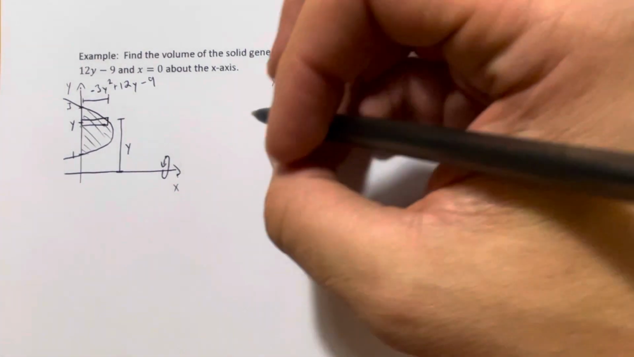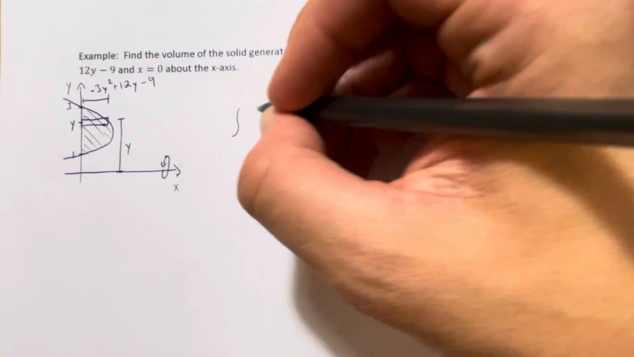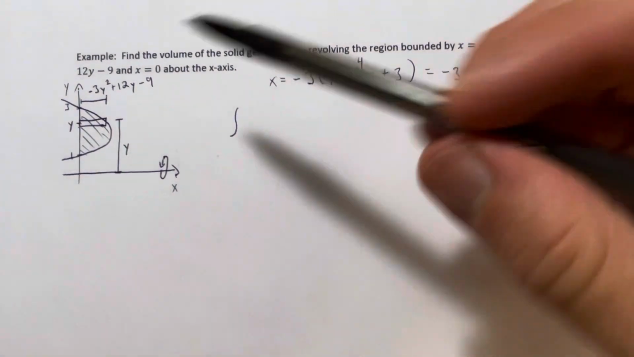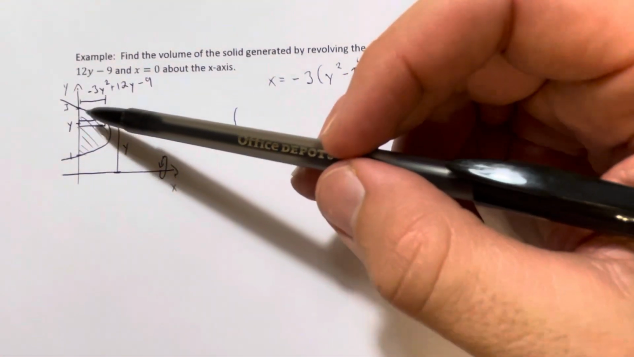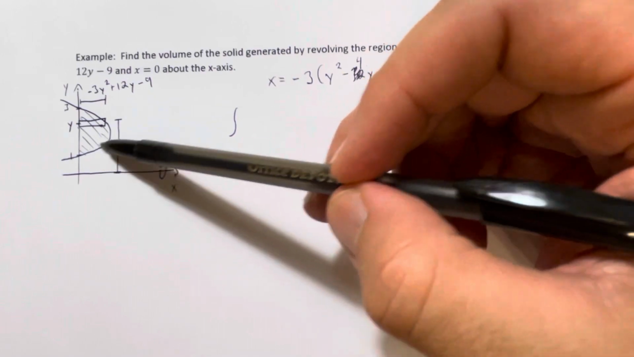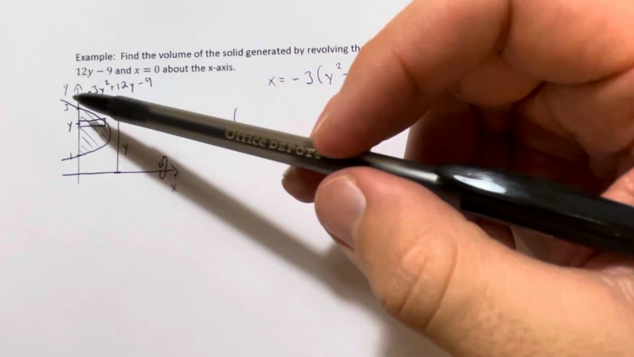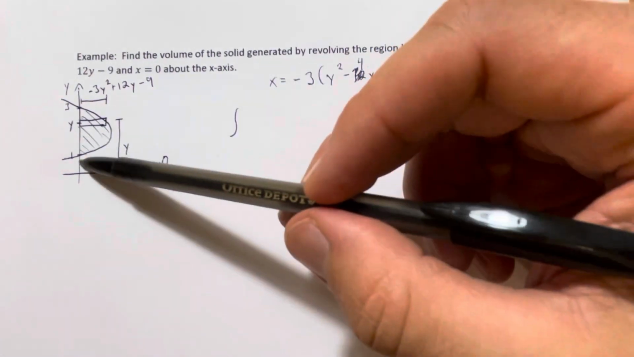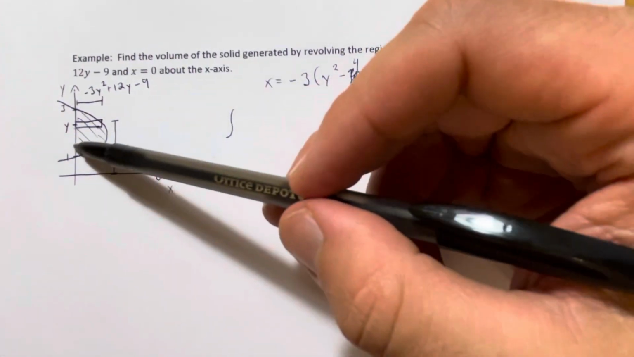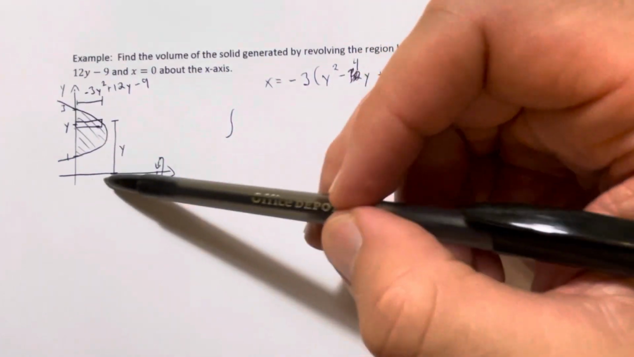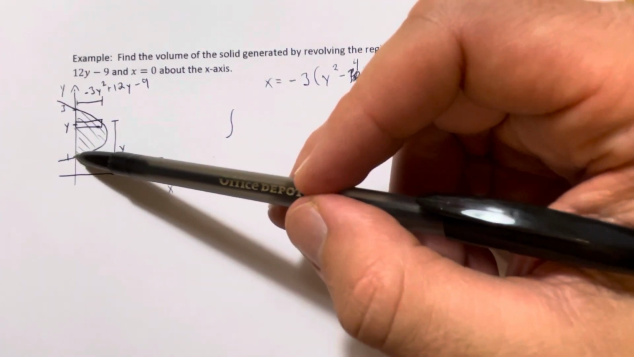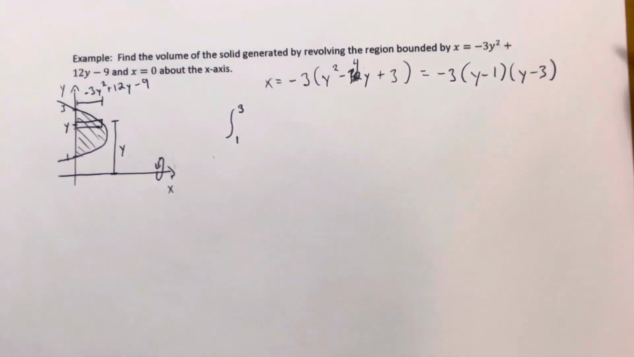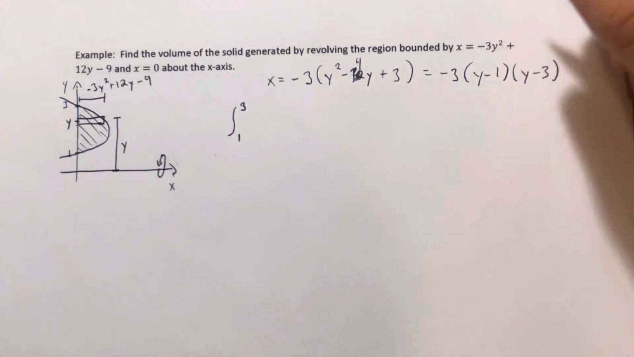So now I can start putting things together. My volume is going to be the integral. And my limits of integration, remember, now we're looking at our rectangles drawn relative to the y-axis, not vertically relative to the x-axis anymore. So that means that I want to integrate this thing in terms of y. My limits of integration have to live on my y-axis, not on my x-axis. So I'm looking at the interval from 1 to 3 here. 1 to 3.